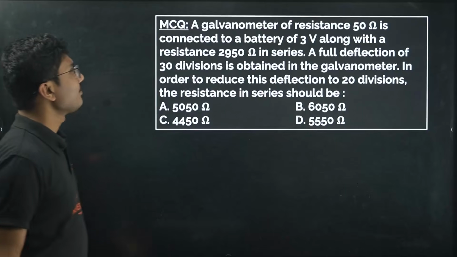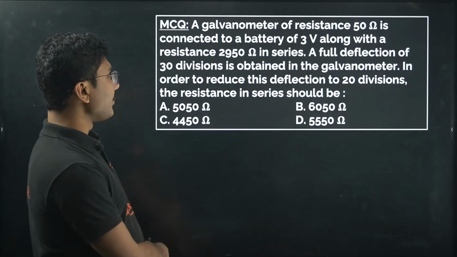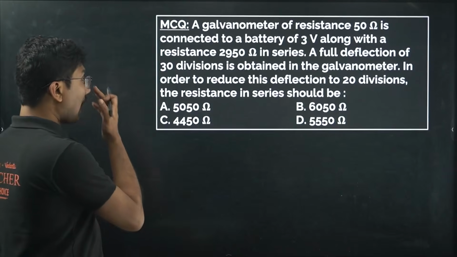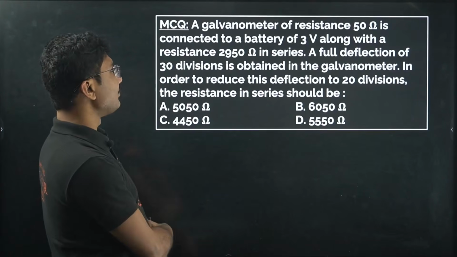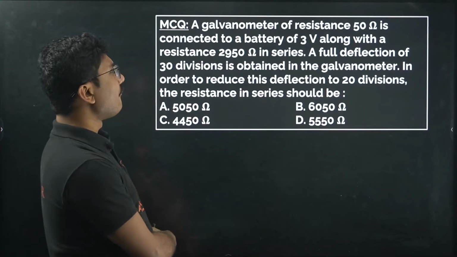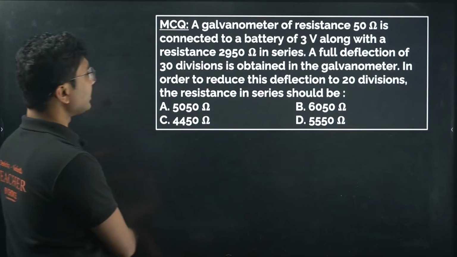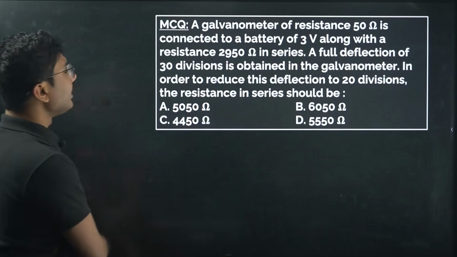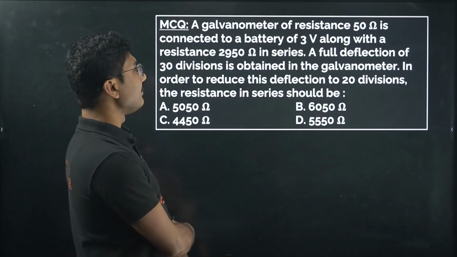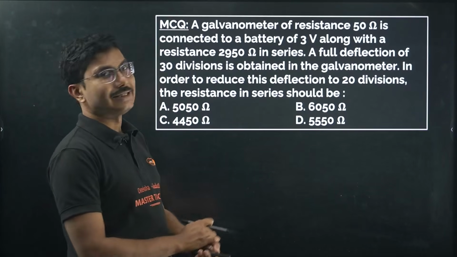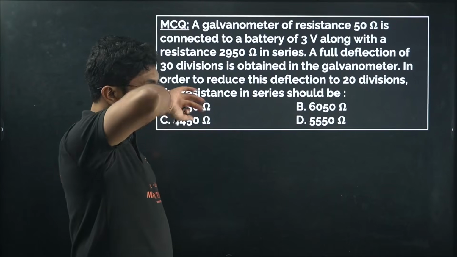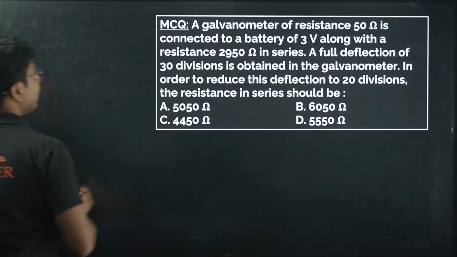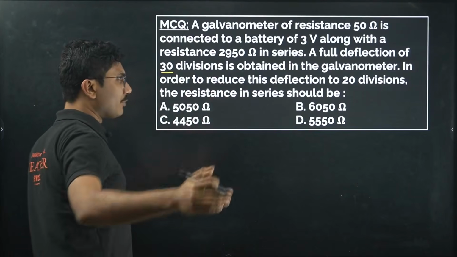Now last question. A galvanometer of resistance 50 ohm is connected to a battery of 3 volt along with the resistance 2950 ohm in series. A full deflection of 30 division is obtained in the galvanometer. In order to reduce this deflection to 20 divisions, the resistance in series should be. So when you are getting the full scale division, what is the current, that you have to find out. Okay, so this 30 division is important, but we will come to that in a while.